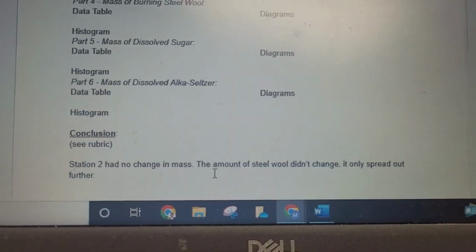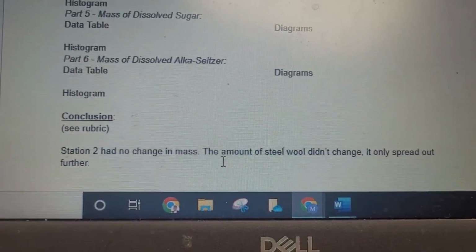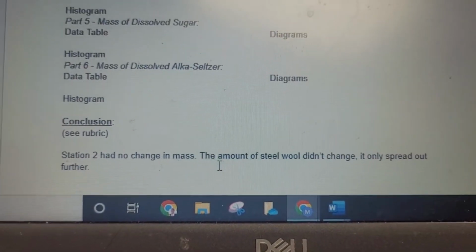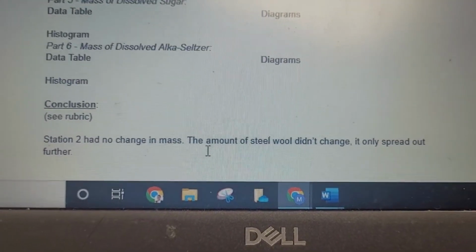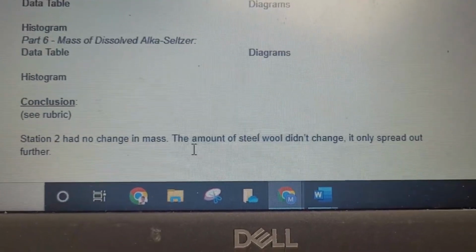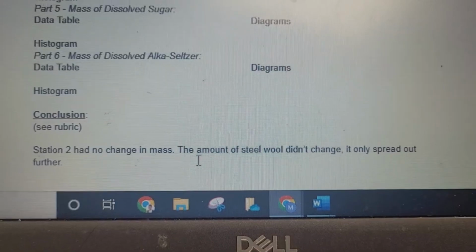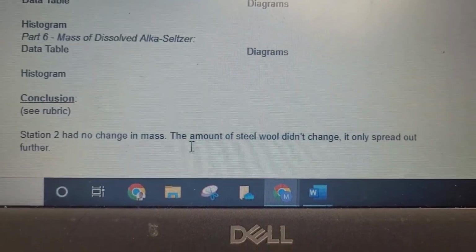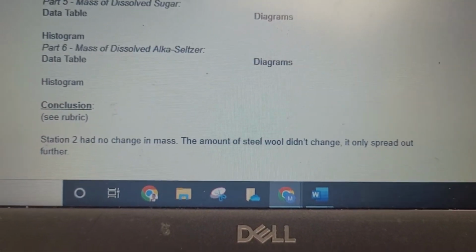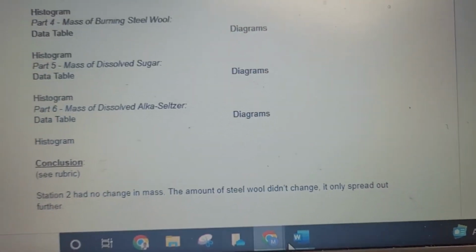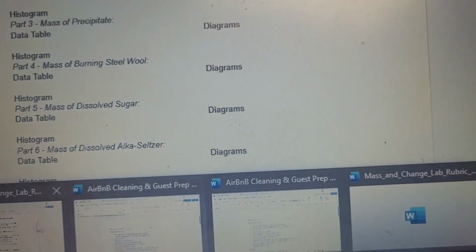Okay, so here's an example of just this one part of the conclusion, right? The first paragraph, I might want to do all the ones that had no change in mass. So I would say station 2 had no change in mass, explanation. The amount of steel wool didn't change, it only spread out further. And then it does say here in the rubric that we need a possible source of error.